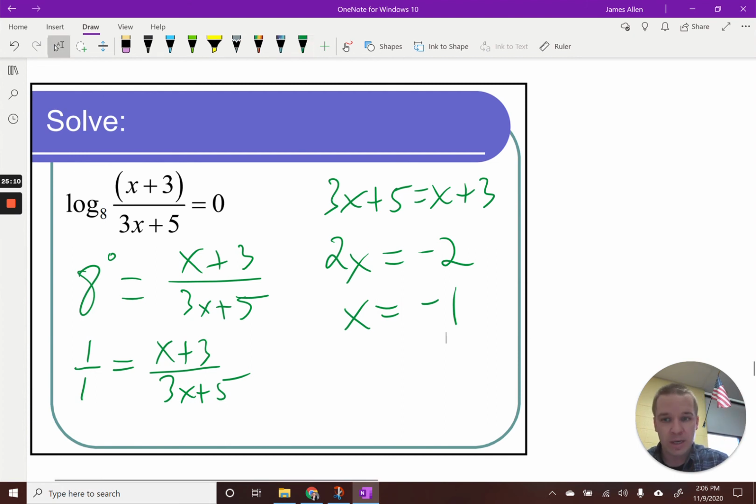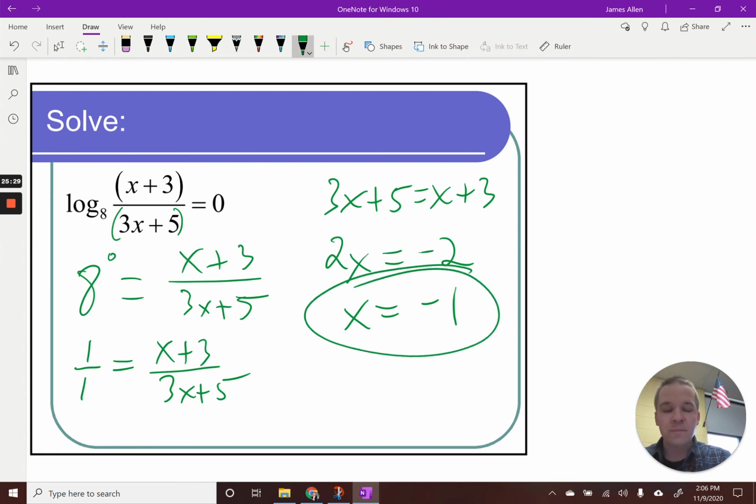If I plug negative 1 in, I get positive 2 in the numerator, and I get positive 2 in the denominator. I'm taking the log of a positive number. We are good. I don't know why this one didn't have parentheses, but the other one did, but whatever. So this works. We're all good.